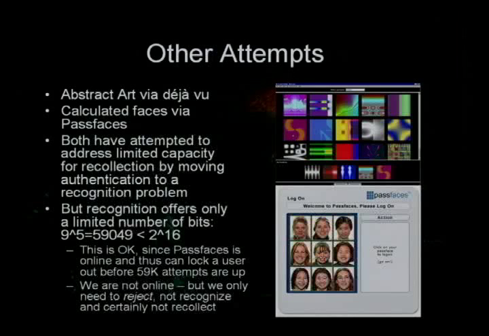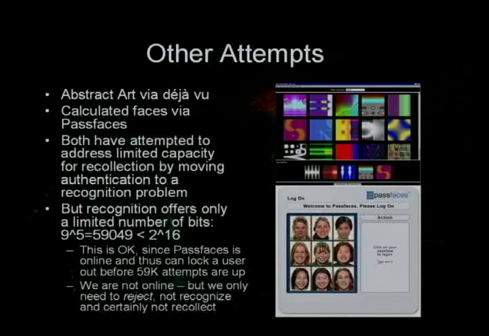There have been other attempts to make alternate representations of cryptographic entropy. Abstract art was used by a mechanism called Deja Vu, where they use computer-generated artwork. You can see that in the upper right corner. That has some good timing, by the way. Then there was another mechanism called Passfaces that actually used dynamically generated faces. This attempted to move the problem of passwords from what people were typing in, recollection, which is very limited, and tried to move it to recognition. Pick the one of these that you recognize.